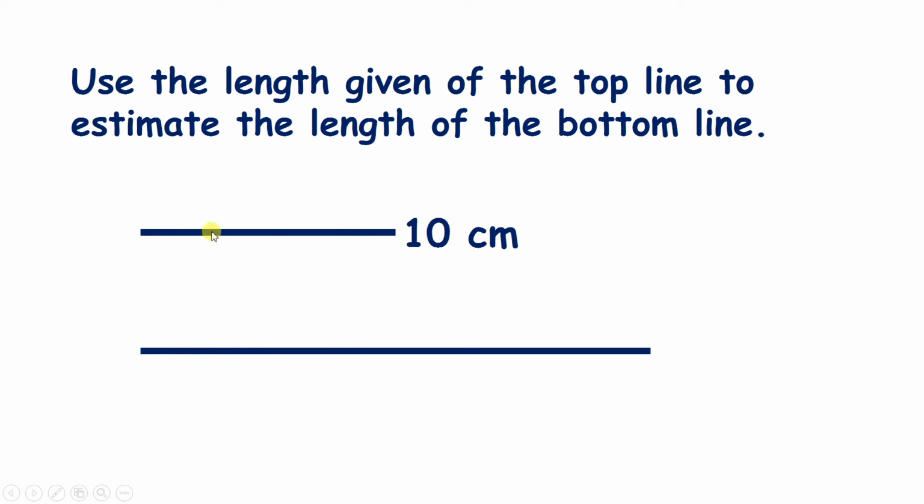Now if the top line is 10 centimetres long, how long would the bottom line be? Well, I think we would need 2 lengths of the top line to make something as long as the bottom line, and 10 times 2 is 20, so I would estimate 20 centimetres. But if you thought it might be 18, 19, 20 or 21, those are good estimates as well.